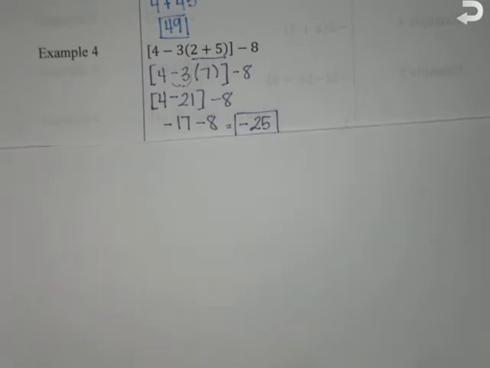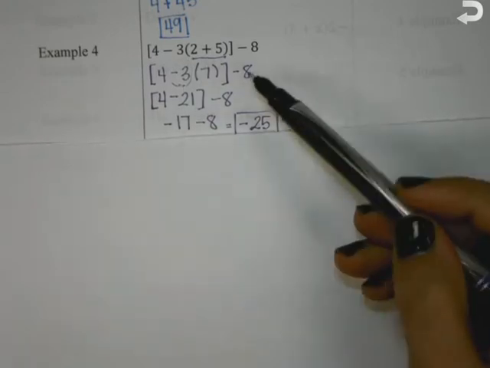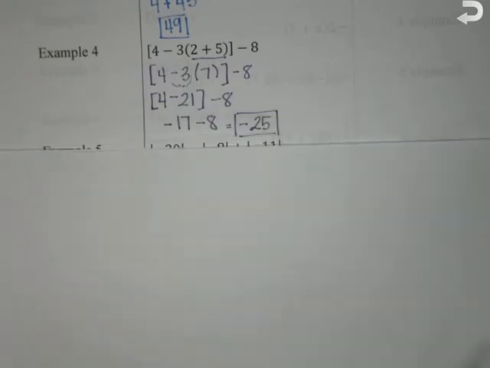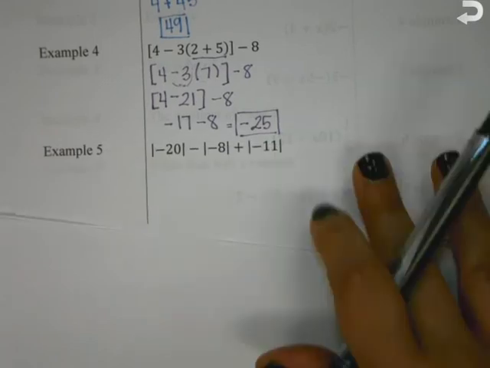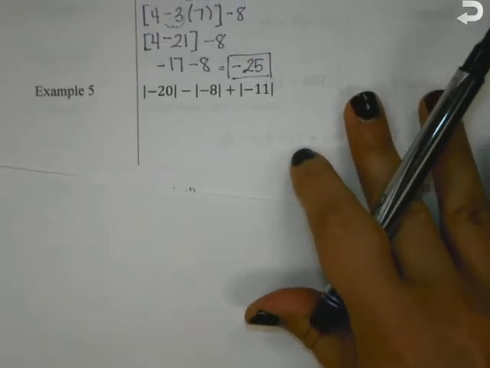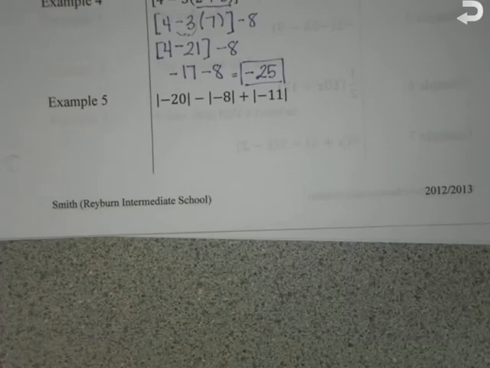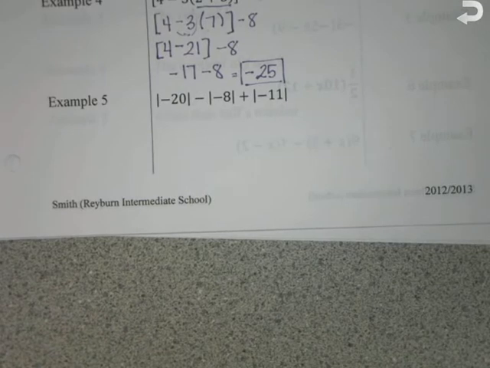Last one, example 5. Some absolute values here. So example 5 is absolute value of negative 20 minus absolute value of negative 8 plus the absolute value of negative 11. Okay, first thing we need to look at absolute value. Who remembers what absolute value does? Can you raise your hand? What does it do? It's the distance away from 0. Very good. It's a distance away from 0.